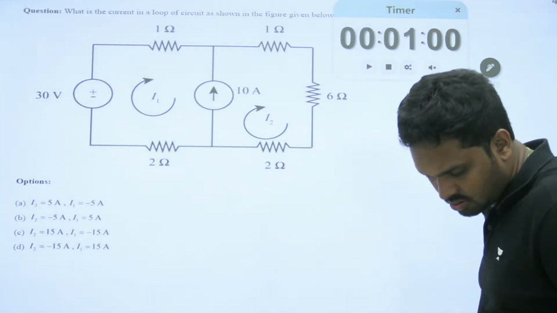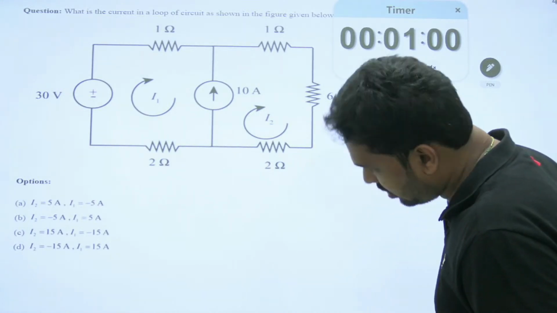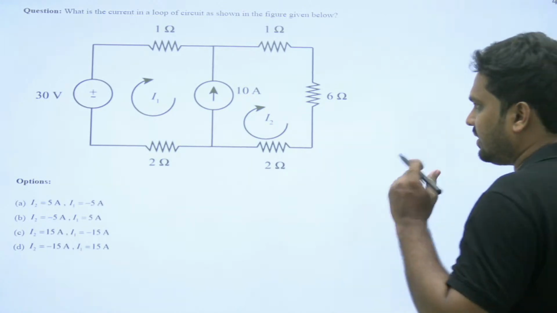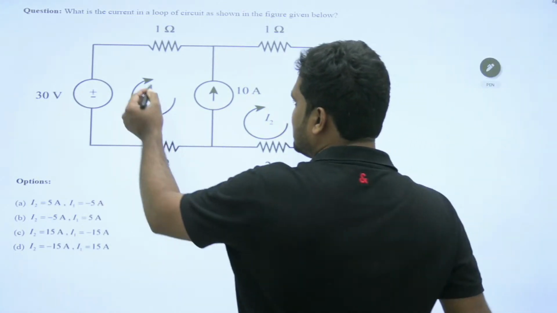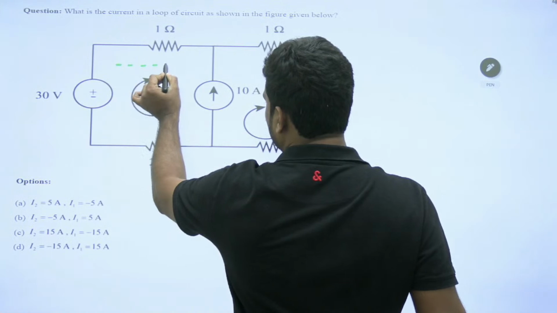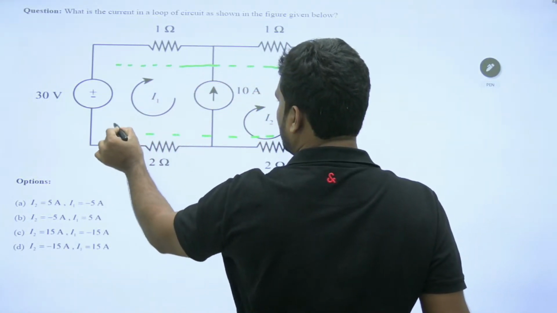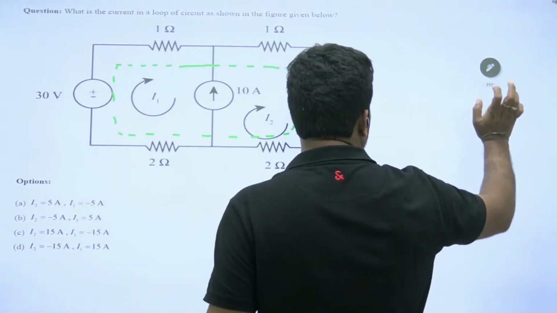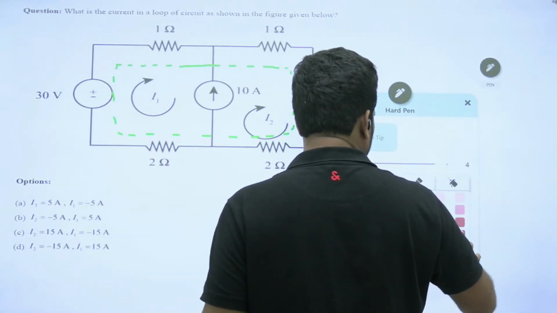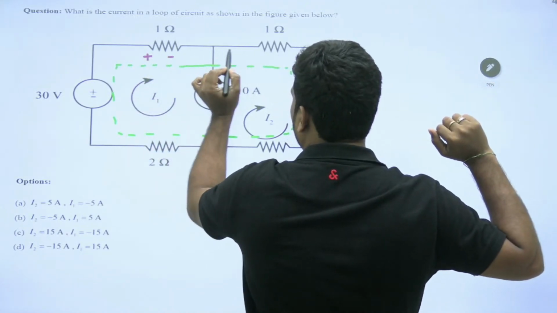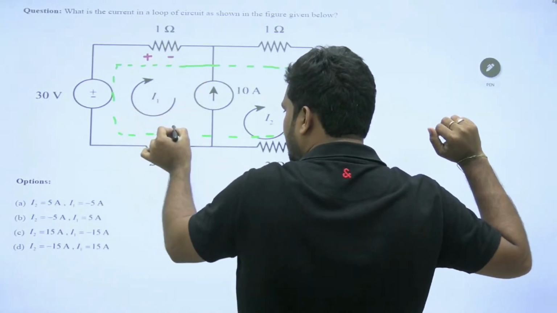Time up. ऑप्शन डी. अरे कॉस्मोस, आपको ऑप्शन भी दिख रहा है, वेरी गुड. चलो गाइस, हियर दिस इज अ सुपर मेश कॉन्सेप्ट. Add these two, like earlier I added two nodes, now here you should add two loops and make a single equation according to this current direction.